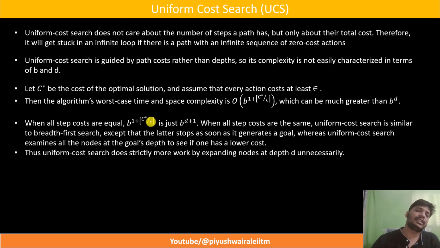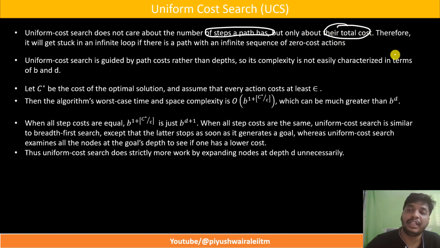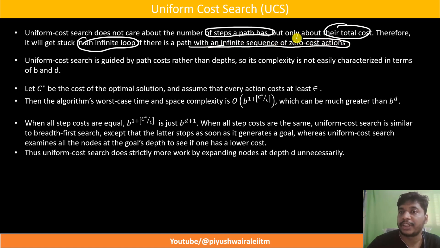Okay, so whatever we have discussed till now, we'll just go through it. Uniform cost search does not care about the number of steps that a path has, as we discussed in the second example, but only about the total cost, right? It doesn't matter how many intermediate nodes you have unless the cost is minimum. Therefore, it will get stuck in an infinite loop if there is a path with an infinite sequence of zero cost actions. So remember this point.